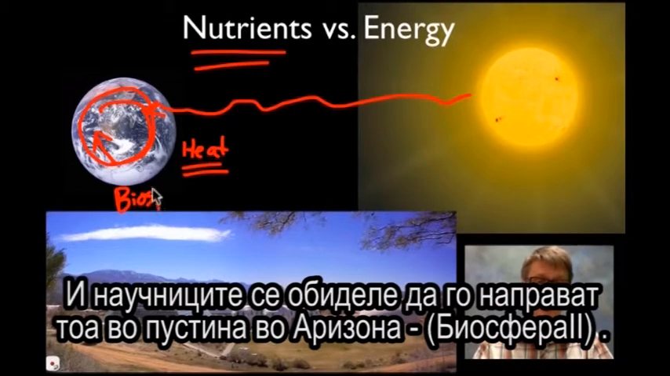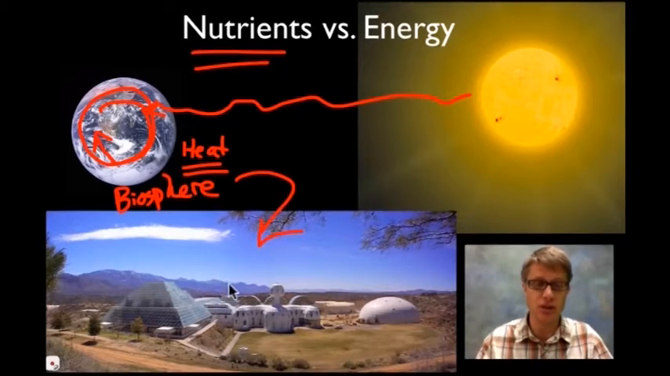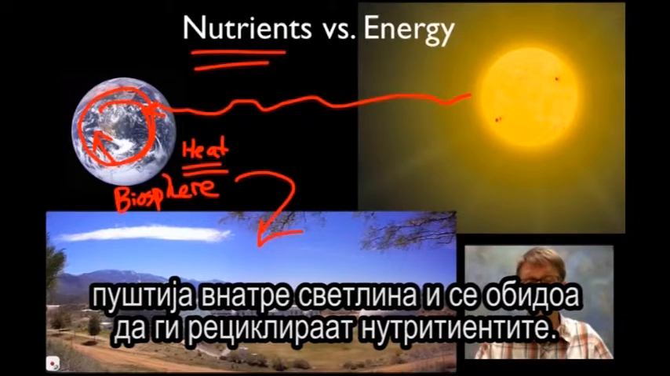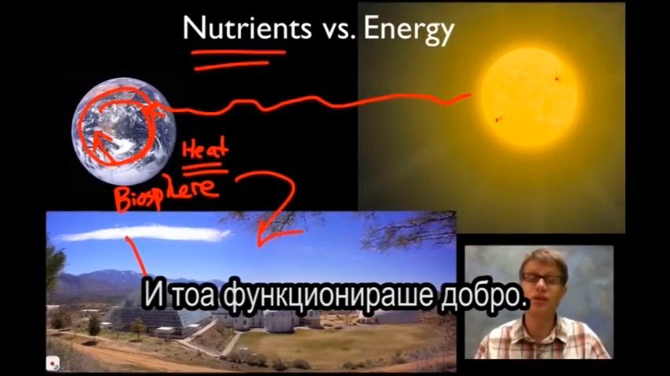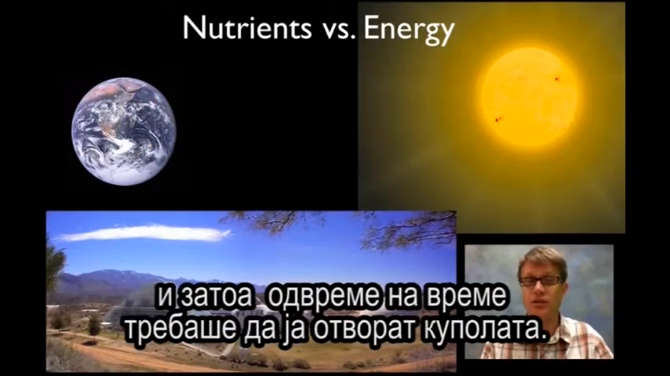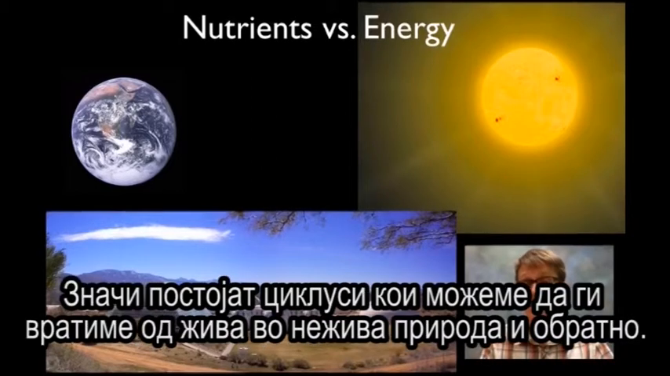And they tried to do this in the Arizona desert where they built this, which is Biosphere 2. They tried to keep all the nutrients inside this biosphere that they needed to survive. They let light in, but they tried to recycle the nutrients. It worked okay. They didn't really get a good balance, and so they had to open it up occasionally. And so there are cycles by which we can return that from life to non-life and then back again.